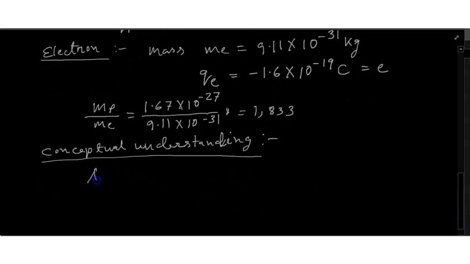Other atoms are helium, lithium, etc. So Ma divided by Me is greater than Mp divided by Me.